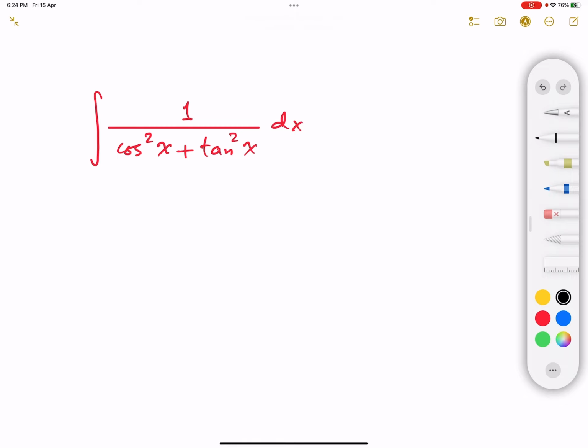In this video, I'm going to teach you how to solve this indefinite integral. So we have here the integral of 1 divided by cosine squared plus tangent squared dx. So how can we solve for this integral?